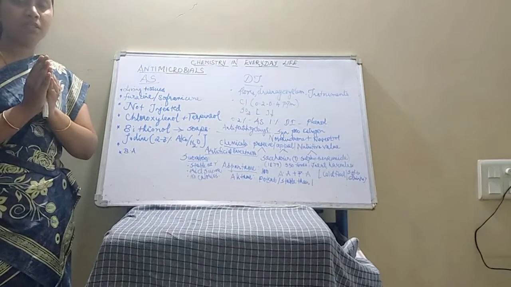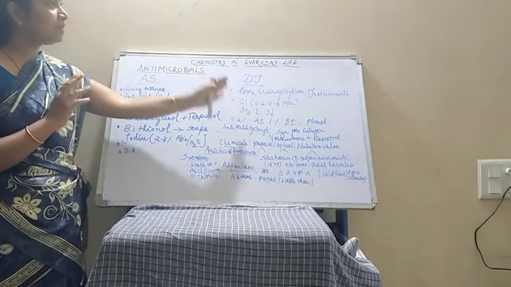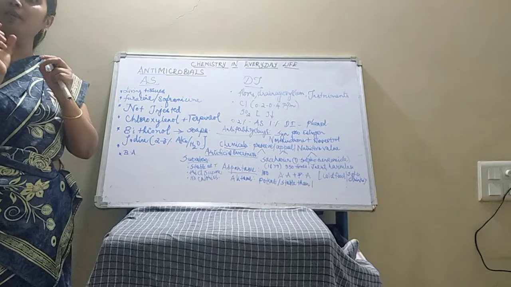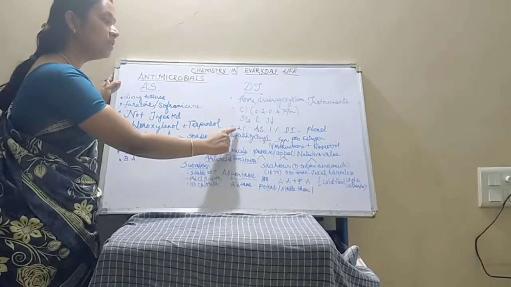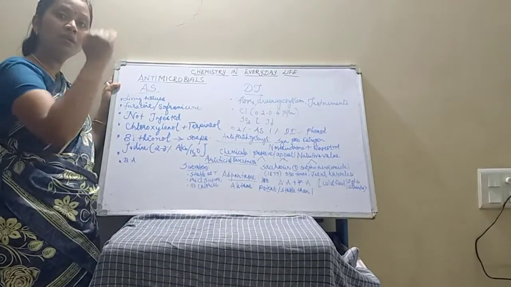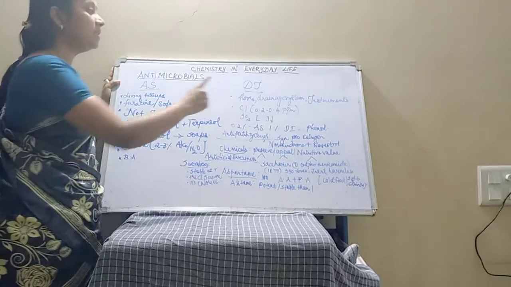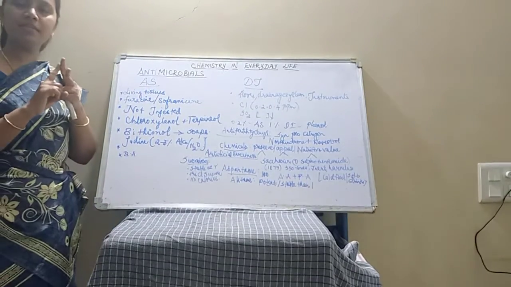There are some substances which will act both like an antiseptic as well as a disinfectant when we vary the concentration. Say for example, phenol in the concentration 0.2% will act like an antiseptic. When you increase the concentration to 1%, it will act like a disinfectant. So we have seen about antiseptics and disinfectants.